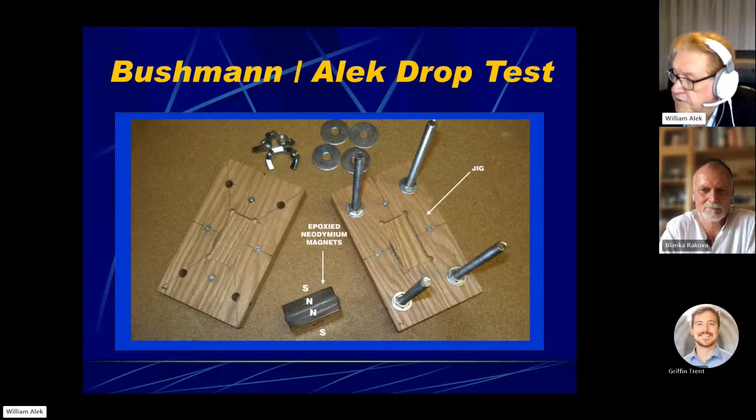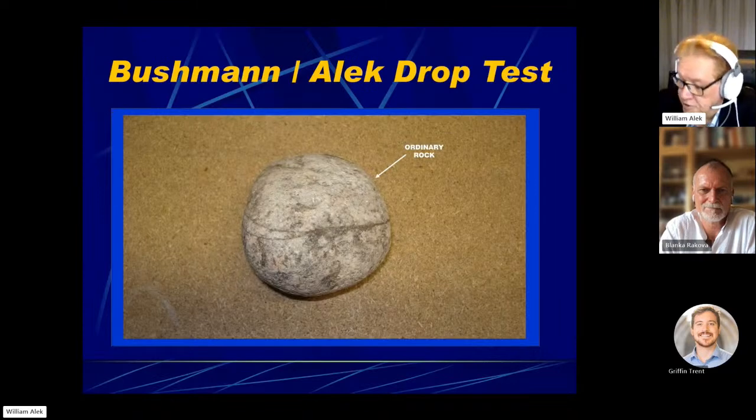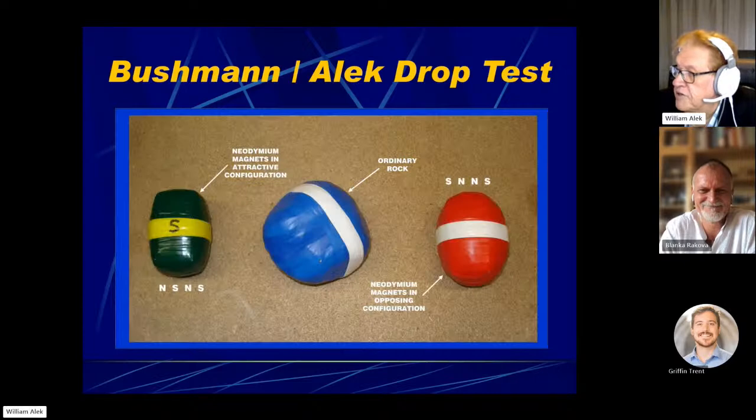You notice in this case the north-north configuration is together. It doesn't really matter; it could be south-south or north-north. And there's your magnet assembly, showing them epoxied together. There's an ordinary rock. There's lots of rocks there in Arizona where I did this test. Then you take the rock and wrap it up with some electrical tape, a nice bright blue rock here, and then some red electrical tape, for example, on the right.